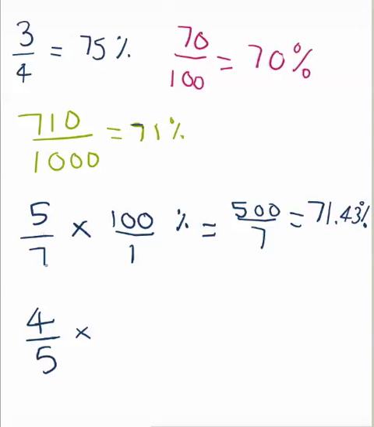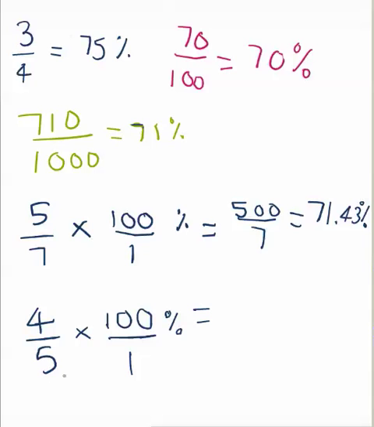Here I had 5 out of 7, which is past halfway, but not 100%. And so I should be getting something 80 or above. So let's just see. So 4 over 5 times 100 to turn it into a percentage, or 100 over 1. And don't forget, we have to add that percentage symbol.